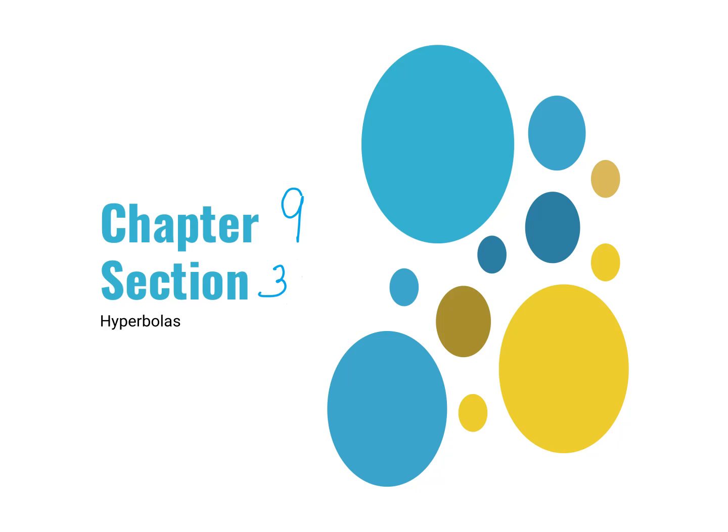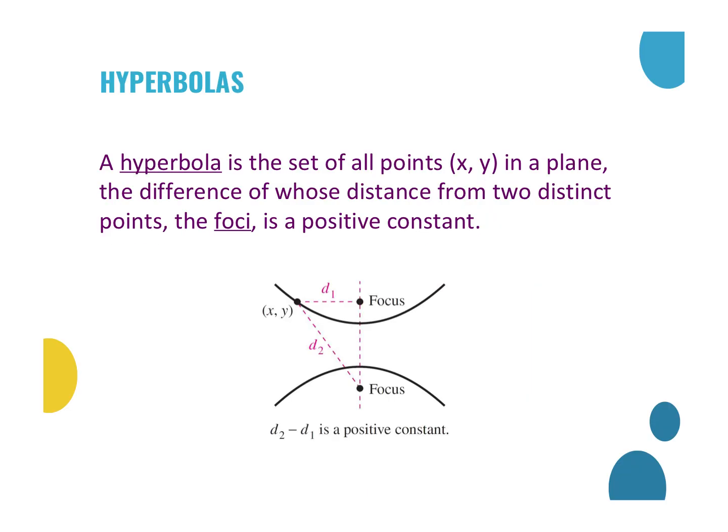So 9.3, we have a new shape that we're going to talk about, which is hyperbolas. Hyperbolas are super similar to ellipses. They just have one difference, but the graphs look totally different. So a hyperbola is kind of like two mirrored parabolas.